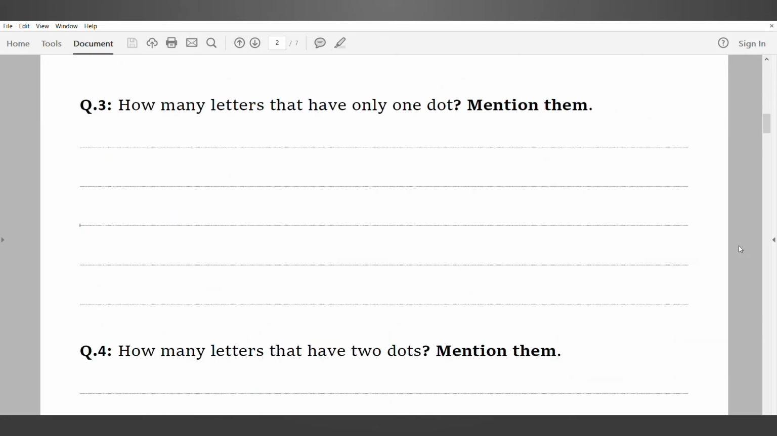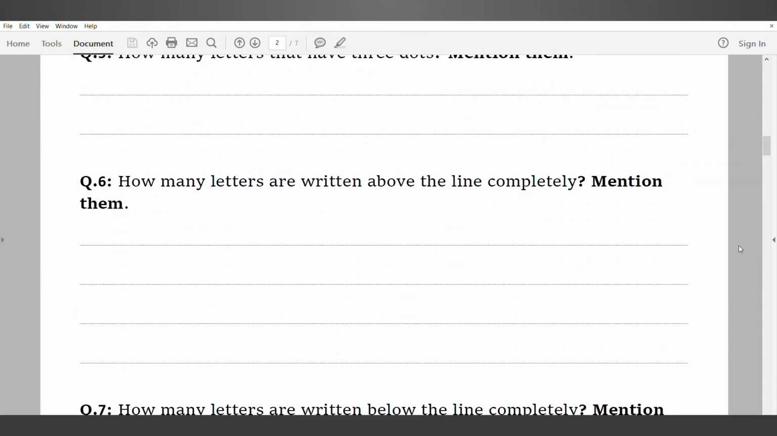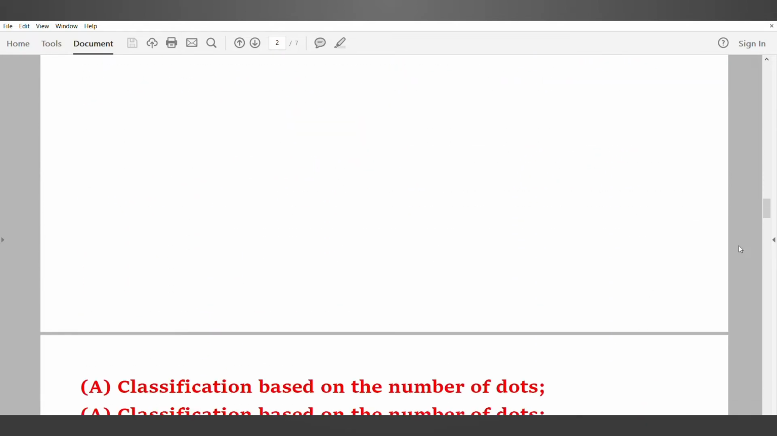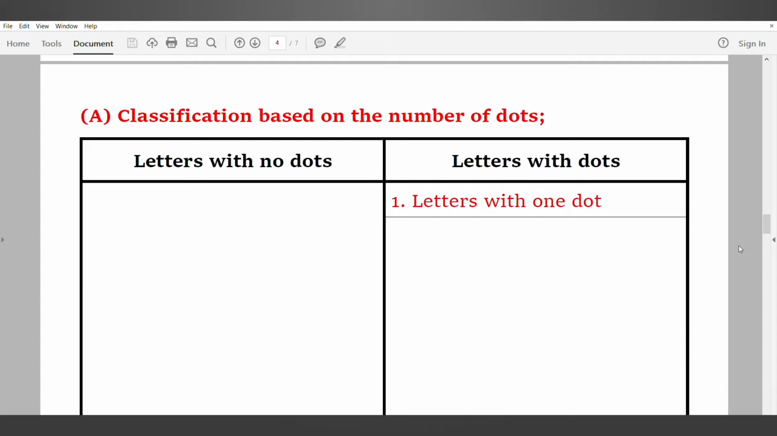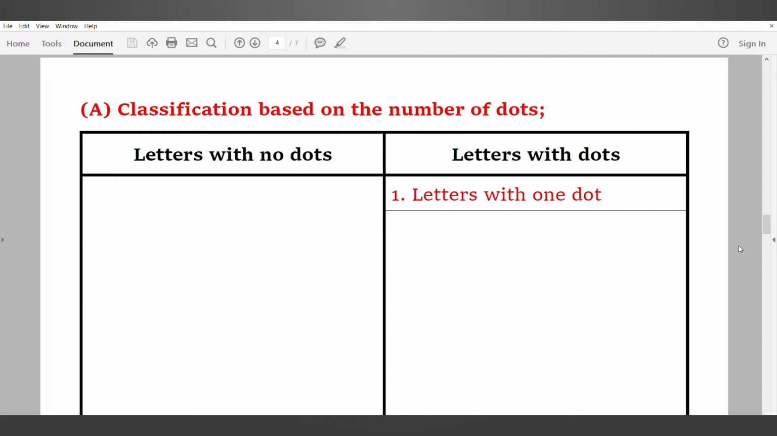Here are the questions. I give you some spaces so that you can answer them one after the other. And then here in page 4 you will see the first table. The first classification is based on the number of dots. As we studied, some letters in Arabic contain a single dot, some contain 2 dots, and others contain 3 dots. And many others have no dots. So you will go through the Arabic alphabet one after the other and fill this table accordingly.